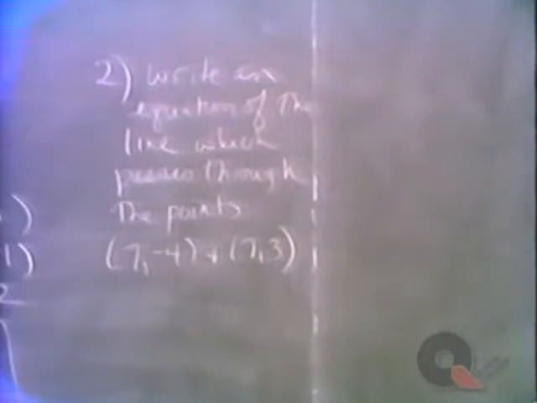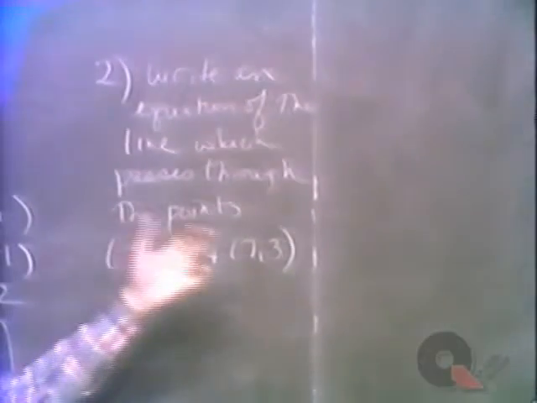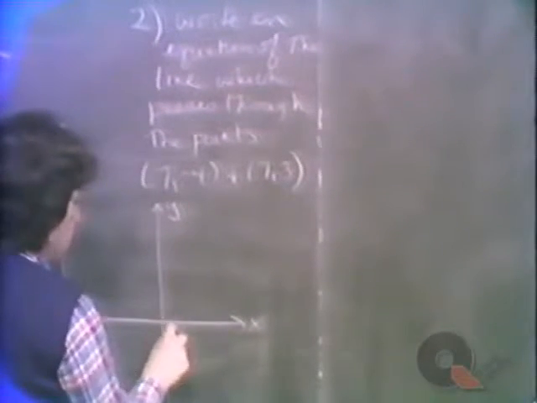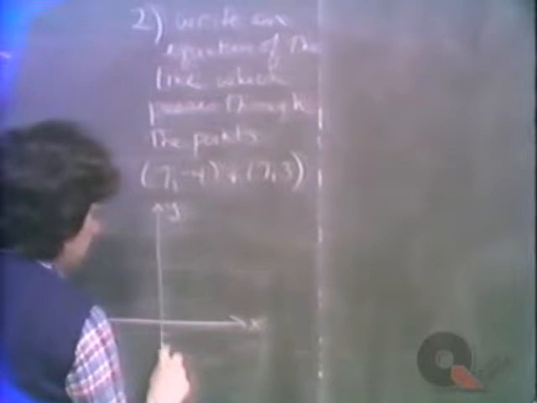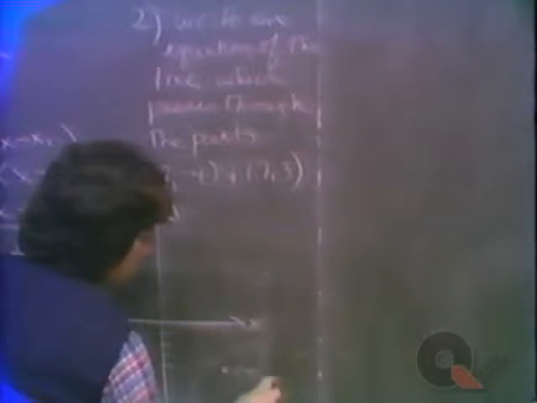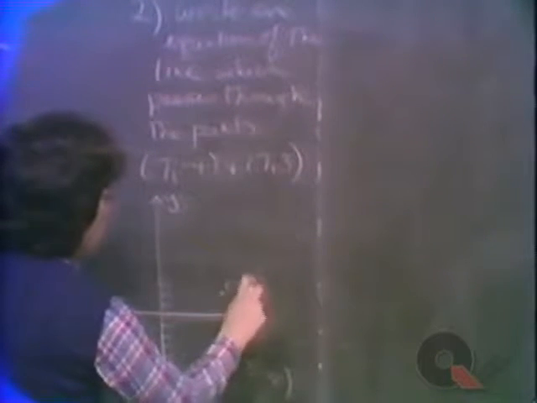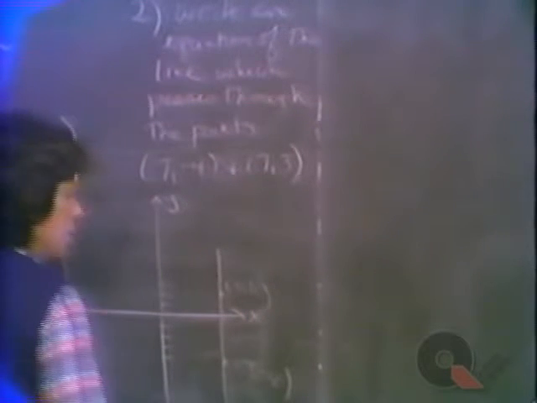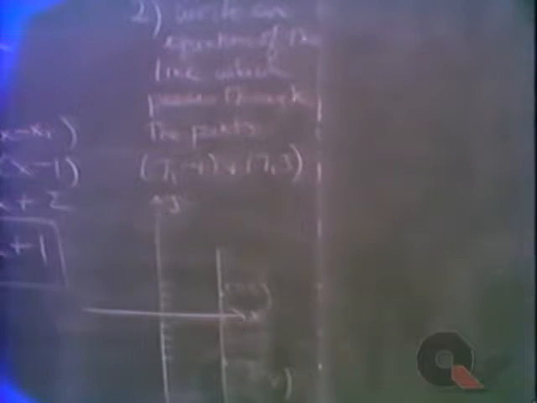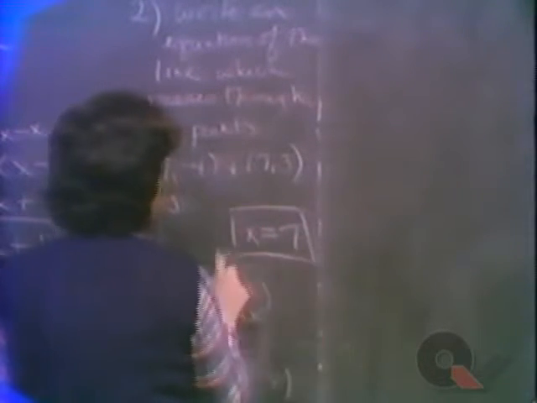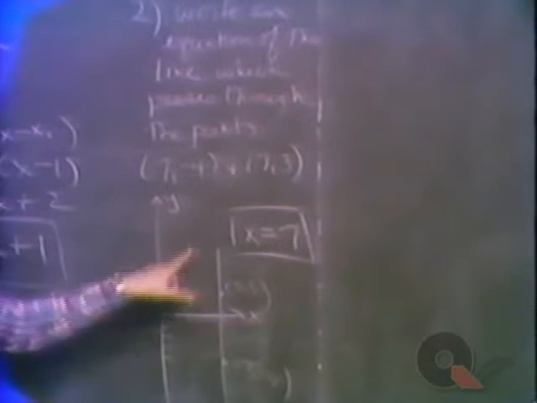Now if the line is not vertical, you can of course find the slope of the line and use either point in the point-slope form of the equation of the line. However, if we plot these 2 points, here's (7, -4). And the other one is (7, 3). And they do, in fact, lie on a vertical line. The equation of this vertical line is, of course, of the form x equals a constant, and it would be just x equals 7. The x-coordinate of all points on this line is 7.